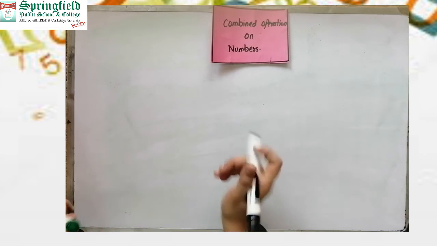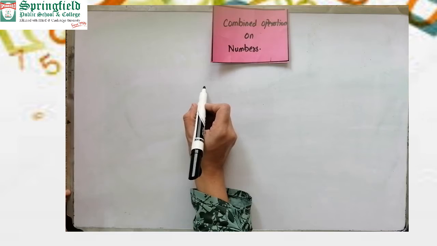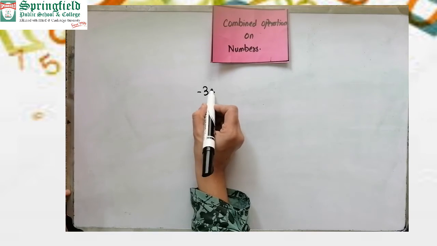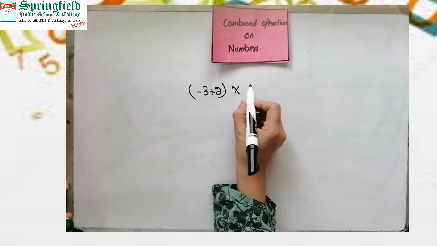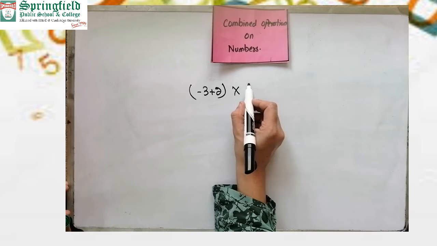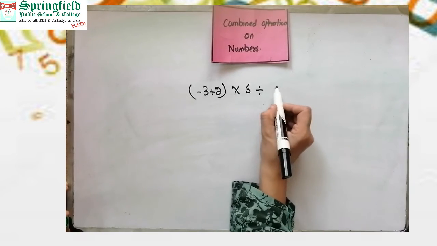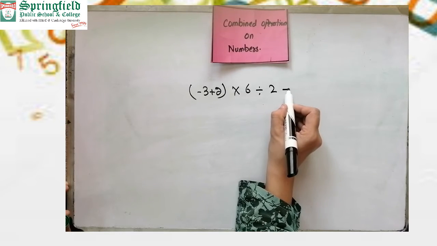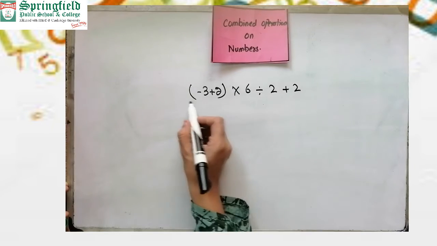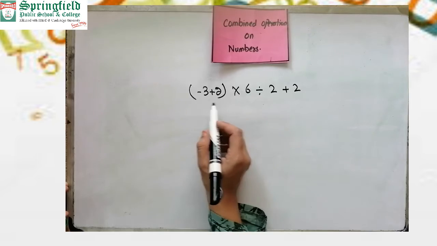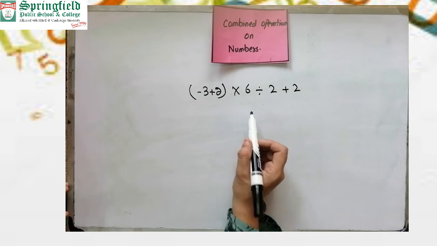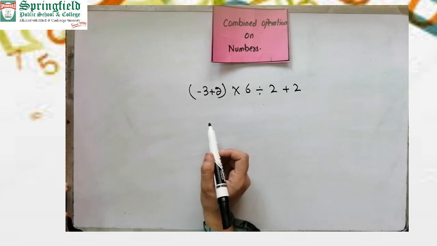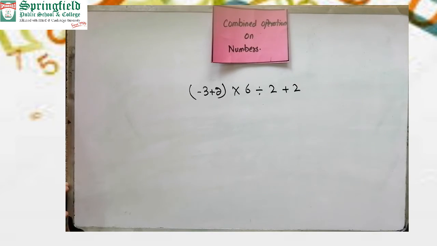So keep in mind, beta, let's suppose there are numbers minus 3 plus 2 multiply 6 plus divide by 2 and then plus 2. So there are some operations: brackets, multiplication, addition. So which operation will come first, which operation will we solve first?